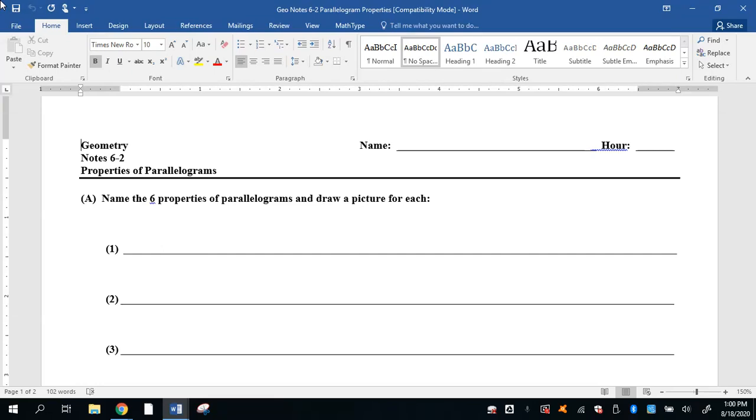Howdy students, this is Geometry, Note 6.2, Properties of Parallelograms with Mrs. Moslick. We're going to just start with, if you have a parallelogram, then there are 6 properties that are true.